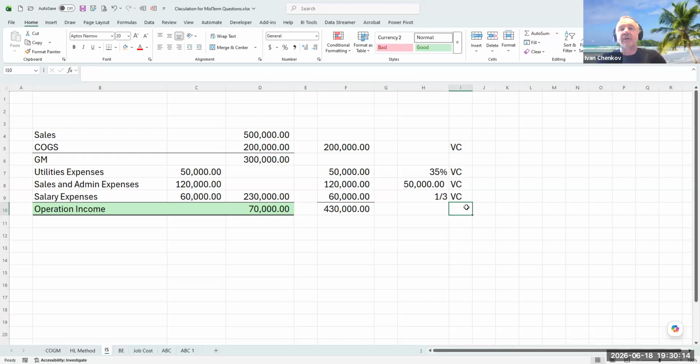It may not even say the remaining is fixed cost. You may say the variable costs are cost of goods sold at 100%, 35% of the utility expenses are variable costs, 50,000 from the sales administrative expenses are variable costs, and 1/3 of salary expenses is variable costs. So that's a different kind of usage of the information. You can see different types of information for you to come up with the idea how much is the variable cost, how much is the fixed cost.